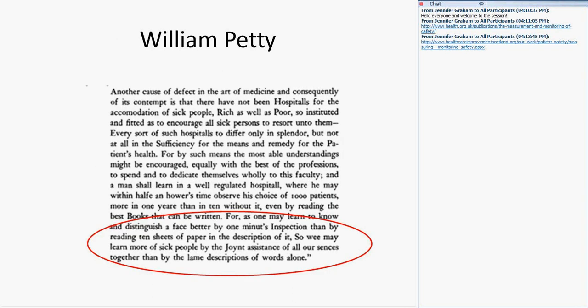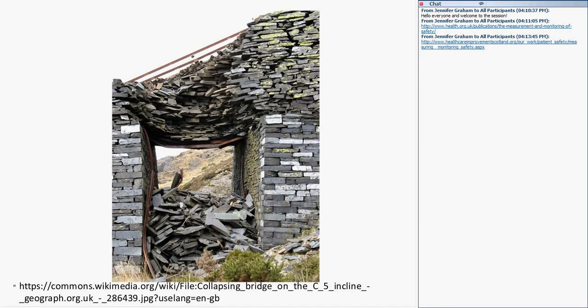So William Petty, who was a 17th century researcher, one of the earliest epidemiologists, argued that if you want to know what's really going on in a hospital or in a healthcare setting, then you're much better off going there and looking than you are simply inspecting the data. So he said, one learns to know and distinguish a face better by one minute's inspection than by reading ten sheets of paper. So he's basically arguing that you need to have multiple sources of data and intelligence if you want to draw conclusions about whether your care is safe. And I think that's just as true today as it was 300 years ago.